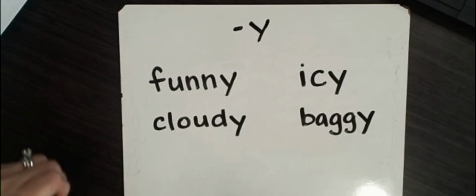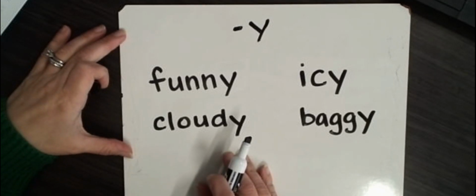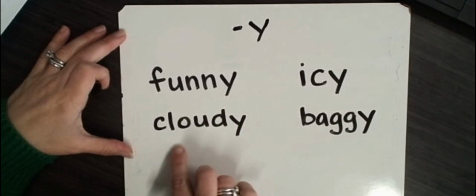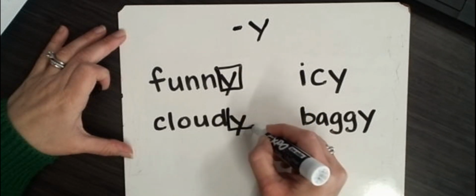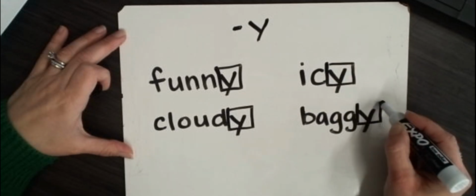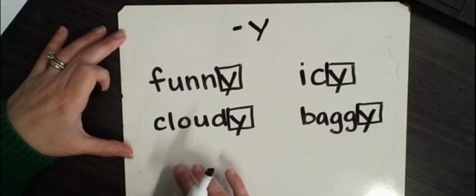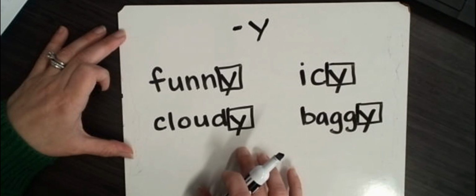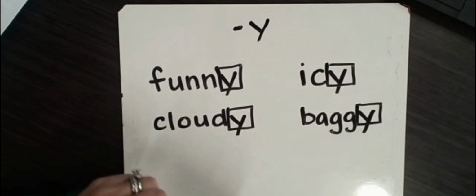And the last suffix we're going to look at today is suffix Y. And suffix Y can have lots of meanings. So we're just going to look at a few words. Funny, cloudy. So we're going to box that Y. Icy and baggy. And remember, we learned in our other phonics lesson, when we have a word with two or more syllables that ends in Y, the Y usually sounds like E, the long E sound.